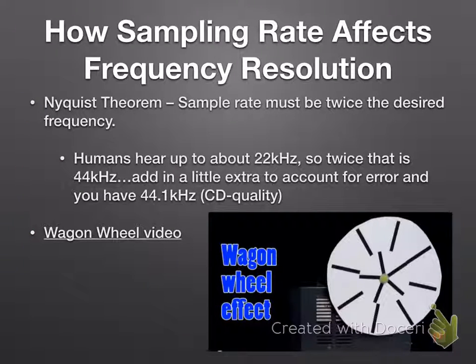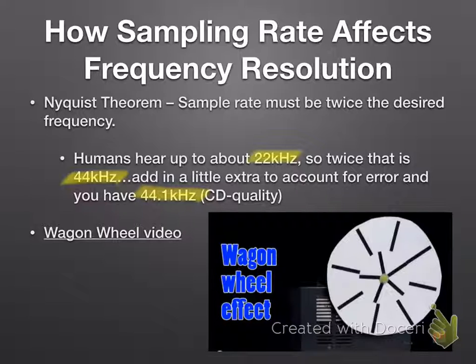Sampling rate impacts the frequency resolution of a digital recording. The Nyquist theorem states that the sampling rate must be twice the desired frequency. So if you think about the standard human hearing range of about 22 kilohertz, twice that is 44 kilohertz. So when Sony was developing CD technology and they were trying to come up with a standard sampling rate for CDs, they used the Nyquist theorem to double 22 kilohertz, or the range of human hearing, and that got them to 44,000 hertz.